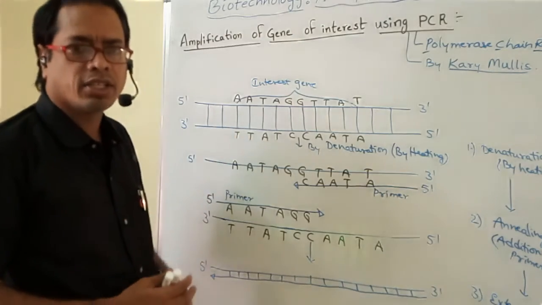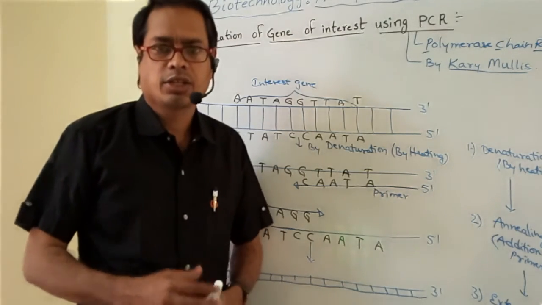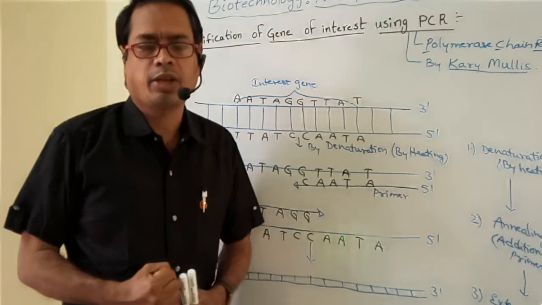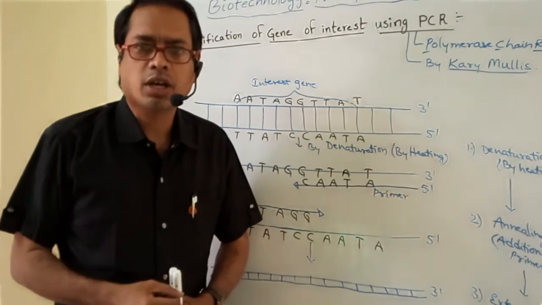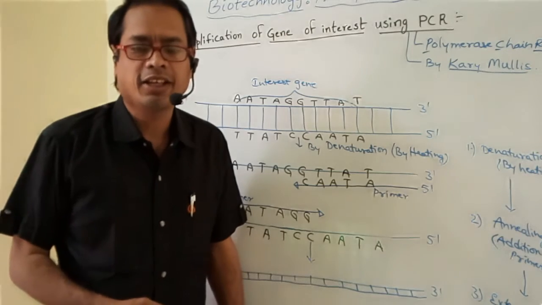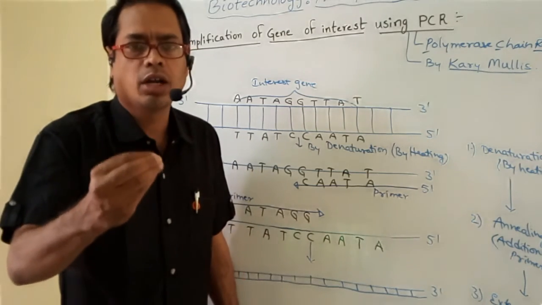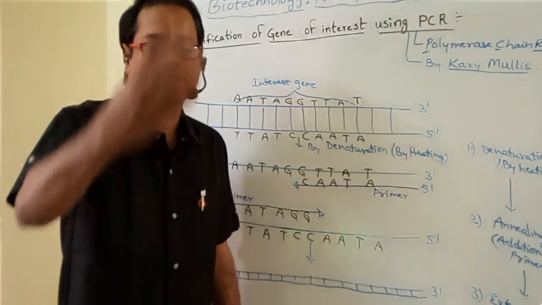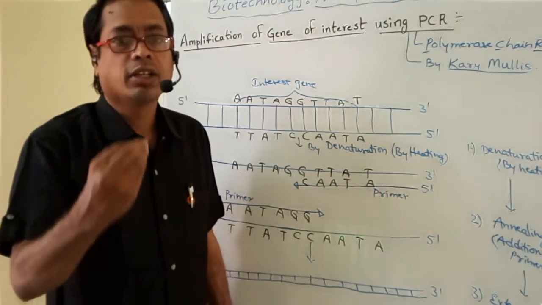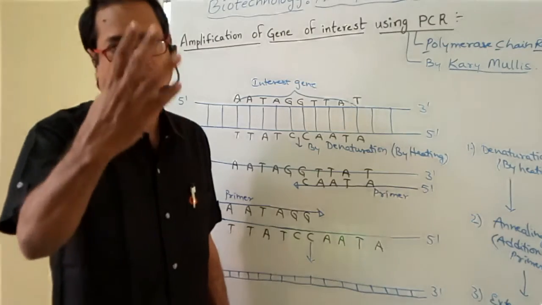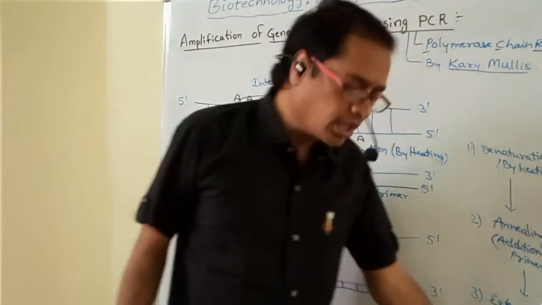What is the importance of this Taq polymerase? It is a thermostable enzyme. It can tolerate high temperature. From which organism is this Taq polymerase obtained? That is from a bacterium called Thermus aquaticus. Aquaticus means water. That is, what is the native place of Thermus aquaticus? Water.